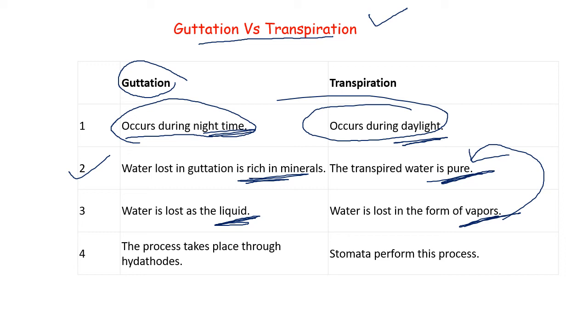Then, as I already told you, guttation always takes place through hydathodes, while transpiration generally takes place through stomata. We have transpiration through cuticle, we have transpiration through lenticels, but generally transpiration takes place through stomata, while guttation takes place through hydathodes. So these are the differences between guttation and transpiration.